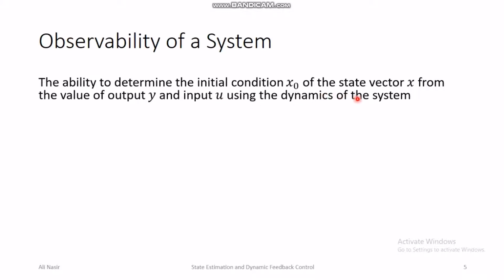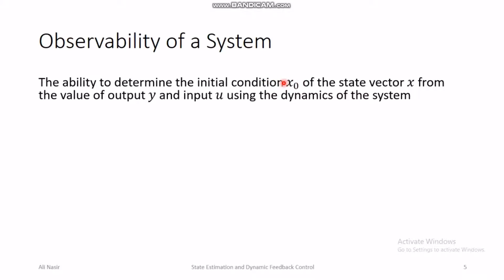So using the dynamics of the system, the control input and the output, if you can use these three pieces of information and determine the initial condition of the state vector, then the system is observable. And if you cannot calculate the initial condition of the state vector using this information, then the system is not observable. So why are we interested in the initial condition?